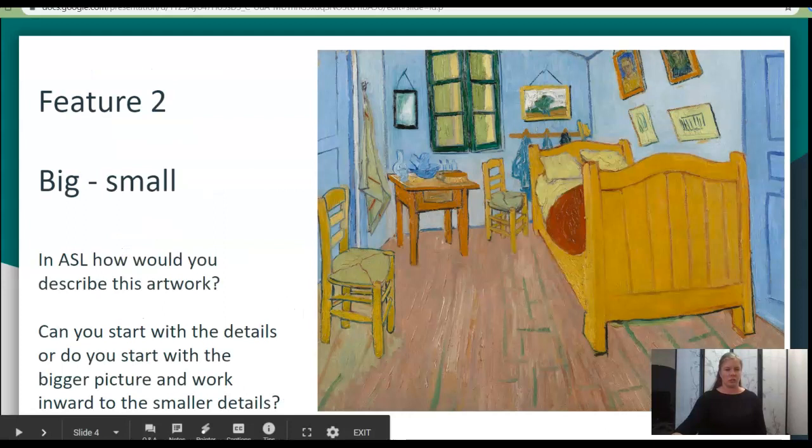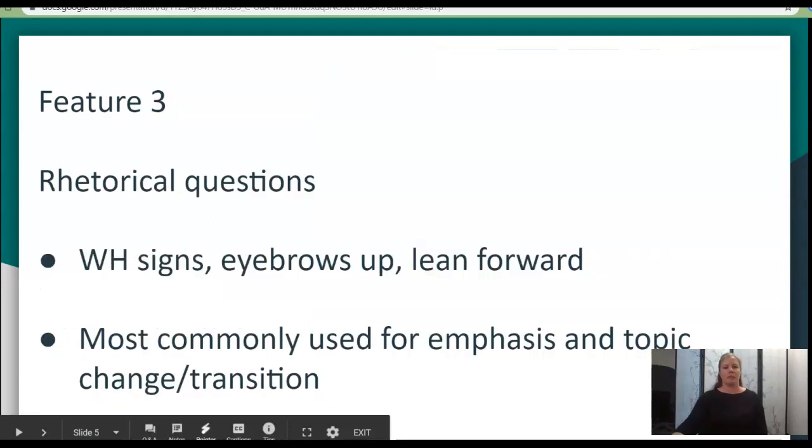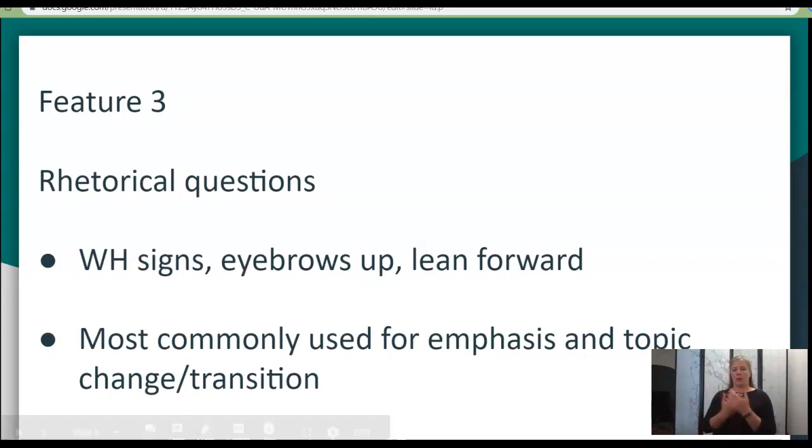Okay, so then feature 2 being big to small, and then feature 3 being rhetorical questions. So we know from ASL that some of our non-manual markers are facial grammar. For yes, no questions, our eyebrows are up. For WH questions, so what, when, who, where, why, those things, our eyebrows are furrowed. Rhetorical questions are their own animal. So again, just a refresher.